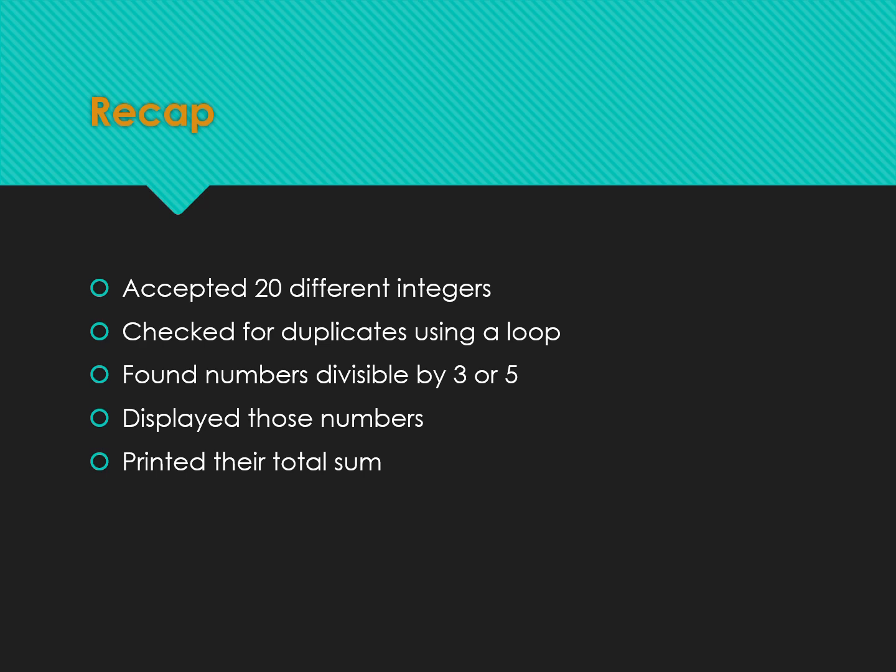Let's recap the flow. We collected 20 different integers, avoided duplicates, and checked each one for divisibility by 3 or 5. The qualifying numbers were displayed, and their total sum was calculated and printed.